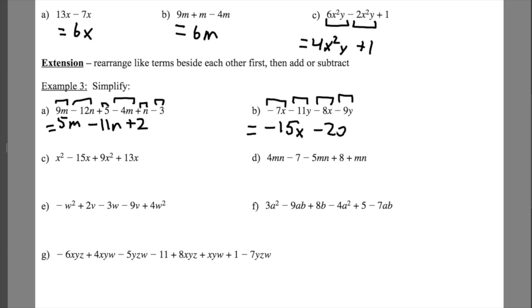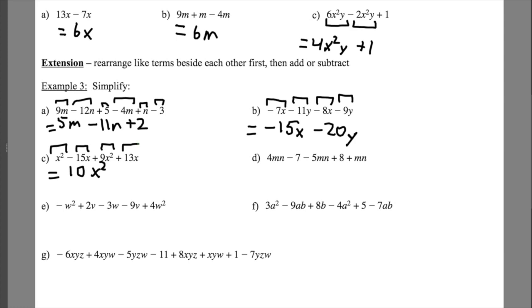For c, again, we're going to collect all the like terms. So x squared and 9x squared, we'll put them together. Remember that the coefficient for x squared is just 1, so it's 1 plus 9, you get 10x squared. And then we'll take the negative 15x, add it with 13x, and that will get you negative 2x.